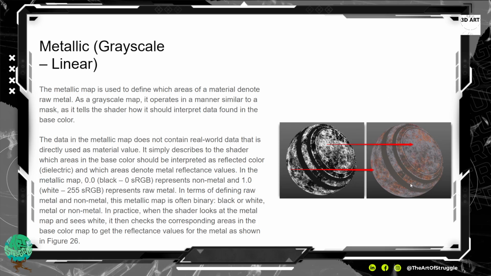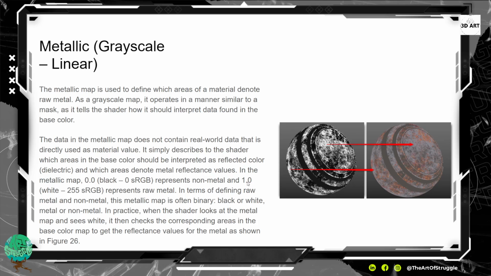All right. The data in the metallic map does not contain real-world data that is directly used as material value. It simply describes to the shader which areas in the base color should be interpreted as reflected color, and which areas denote metal reflectance value.